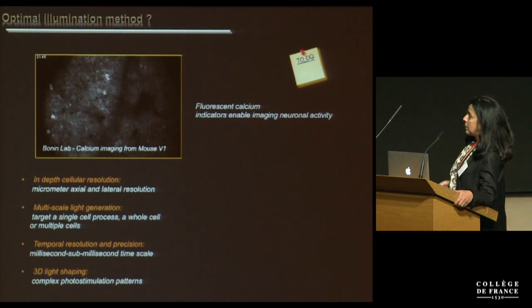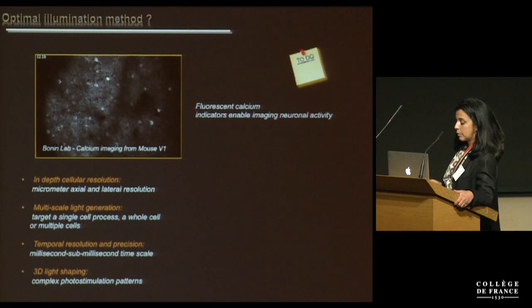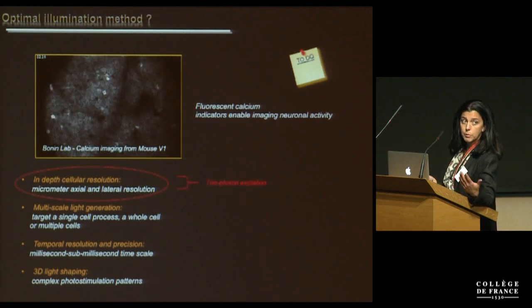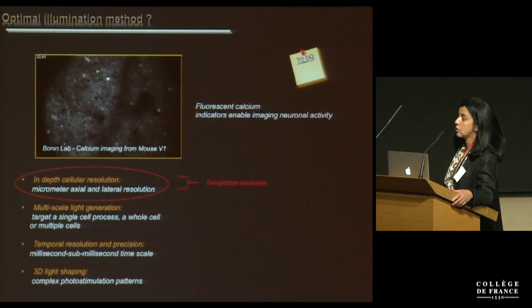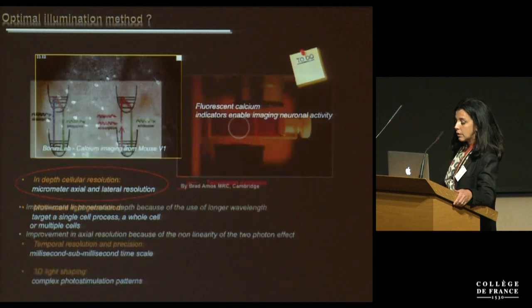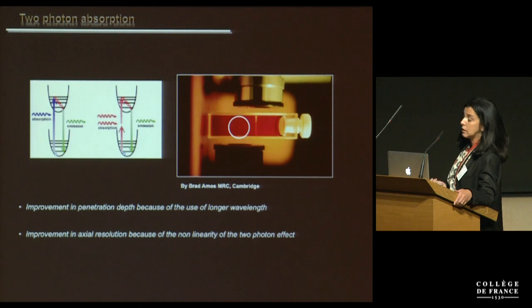Okay, so let's start from the beginning. Can we deliver light precisely in a scattering preparation in depth? And the answer to that is something that we already know, and it is to replace visible light with two-photon excitation, which has already been introduced by Jens in the last talk. The idea of two-photon excitation is simply to replace visible light with infrared light. The reason why this allows us to go deeper is that the transition is made by two photons of half the energy, meaning longer wavelength, and longer wavelength is more robust to scattering.